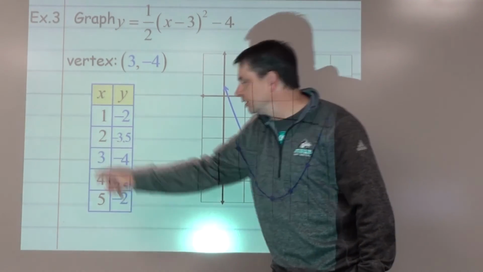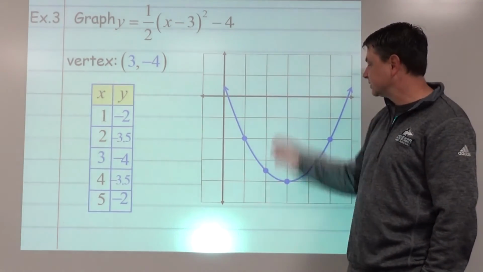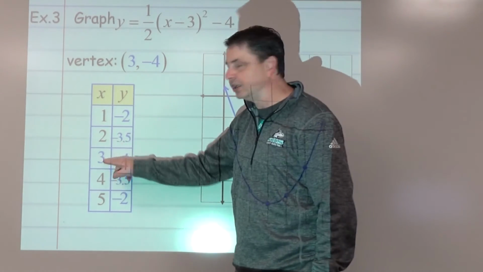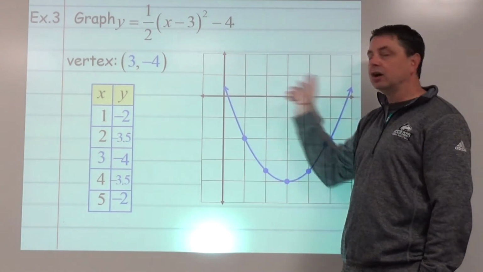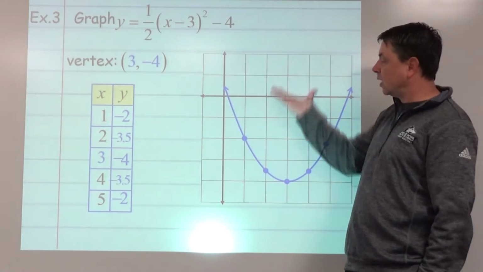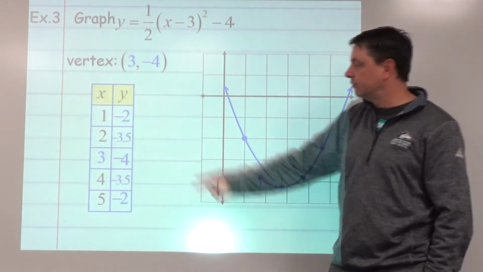Vertex 3 comma negative 4. Axis of symmetry, x equals 3. Domain, all real numbers. Range, y is greater than or equal to negative 4.